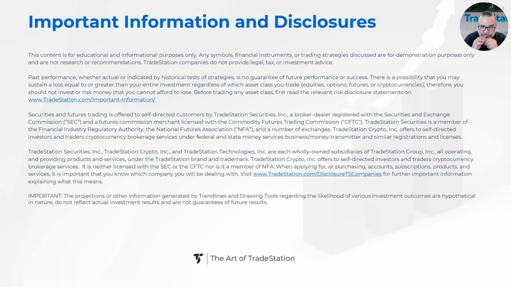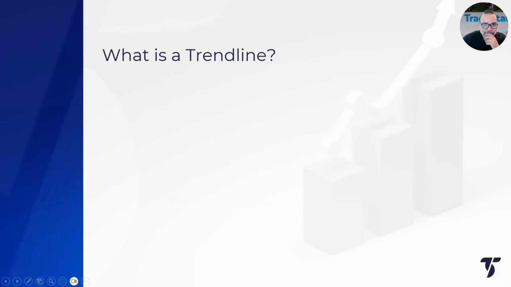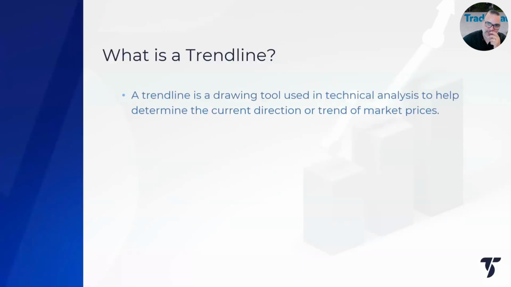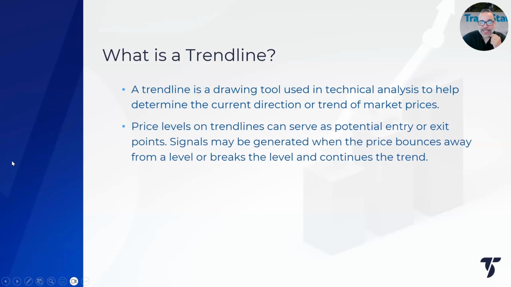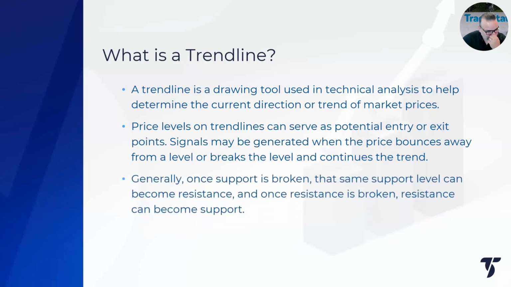So let's go through the content of this presentation. Just a little bit of trend lines theory. What is a trend line? It is a drawing tool used in technical analysis to help determine the current direction or trend of market prices. In TradeStation, a trend line does much more than just giving you a line. In addition to providing exit and entry points, depending on how you're using that trend line, whether it is breakouts or bouncing on the trend line, we're going to use it in so many other different ways, like measuring and changing the calculation of the trend line.